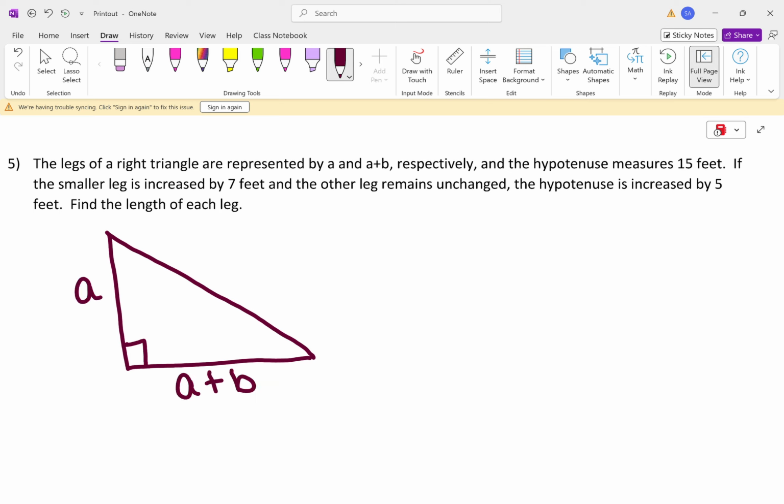They're saying one leg is A and the other leg is A plus B. How do we identify the hypotenuse? A squared plus B squared is equal to C squared. No, in the diagram, how do we know which side is the hypotenuse? It's across from the right angle, right? So this is 15. So we could tell, right?